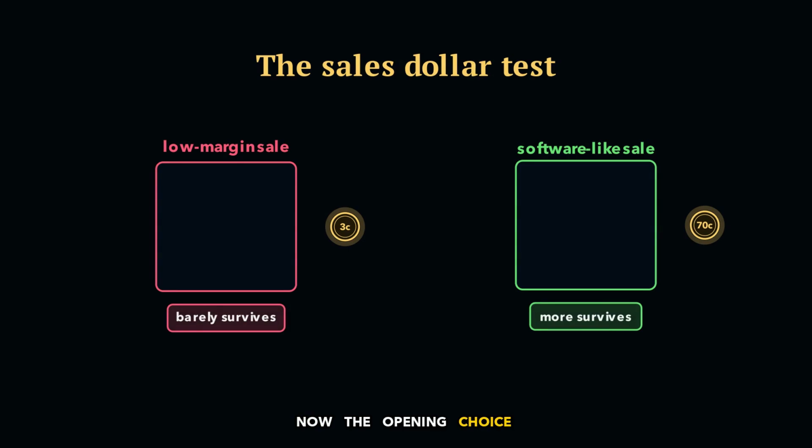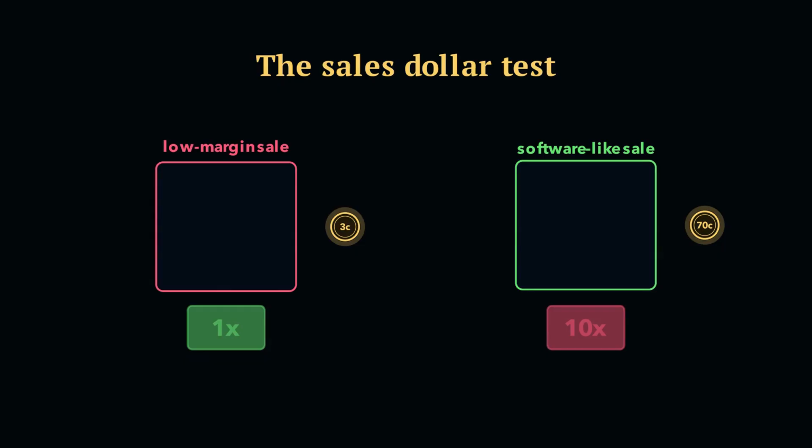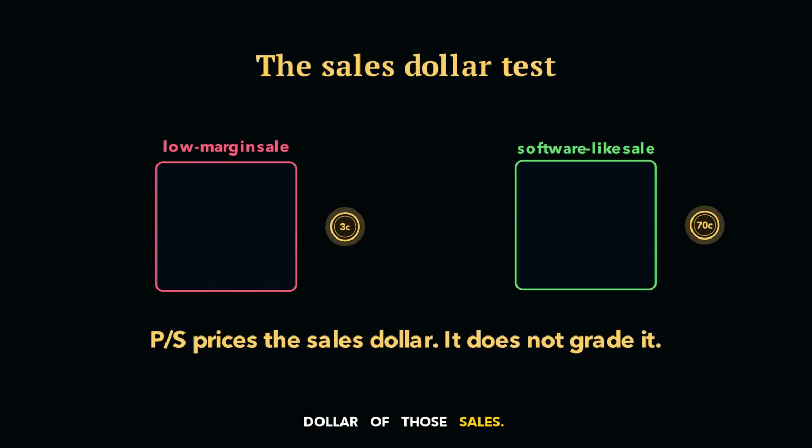Now the opening choice changes. The 1x sales company may be cheap for a reason. Its sales dollar barely survives, and the 10x sales company may still be expensive. But now you can see why investors might pay more for $1 of those sales. This is the main lesson. PS prices the sales dollar. It does not grade the sales dollar.